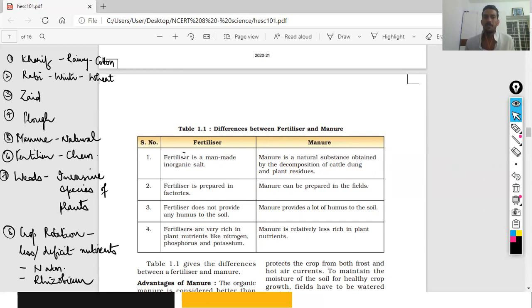Fertilizer is prepared in factories, and it does not provide any humus to the soil. But fertilizers are good if you want to use them for a temporary purpose. Manures are relatively lower in nutrients, but they don't harm the soil. They have a lot of humus to provide to the soil. So manure is a long-term solution, and it never spoils the quality of your soil, right?